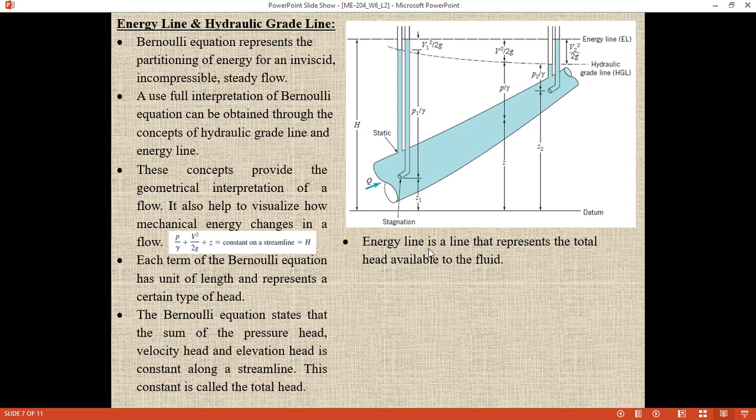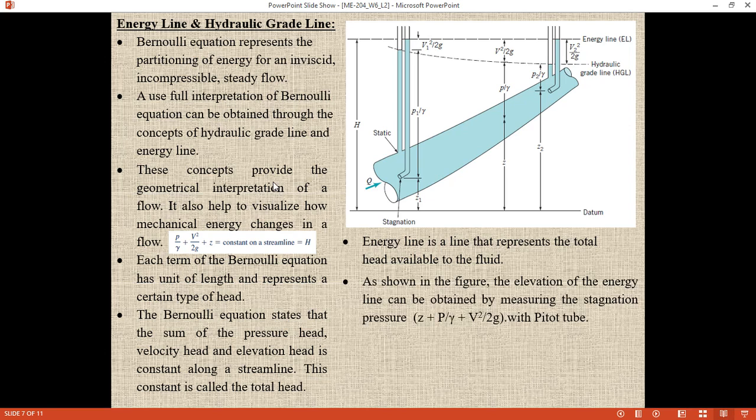So the energy line is a line that represents the total head available to the fluid. This line represents the total head, the energy, and this line is called the energy line. EL is the energy line. So the energy line represents the total head.